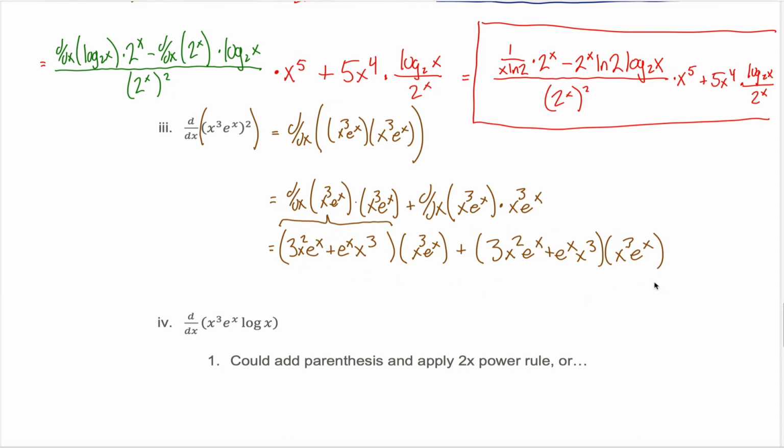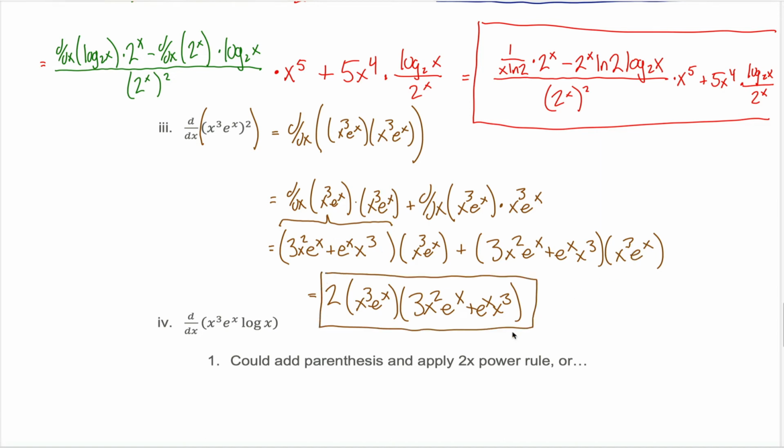You can call that good if you want. I would probably go one step further. I'd recognize that this is identical to this. So really my answer is just taking something and adding to that the exact same something. I have one of these over here and another one over here. So I have 2 of these, x cubed e to the x times 3x squared e to the x plus e to the x cubed things. That's probably what I'd do. I'd probably rewrite this line like this, but you don't have to. You can call this good if you want and move on.